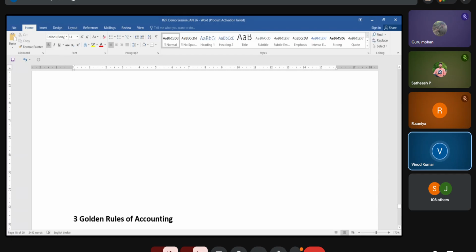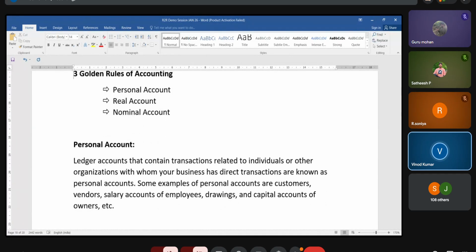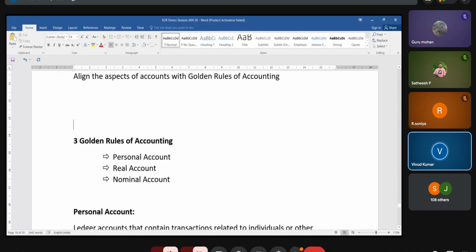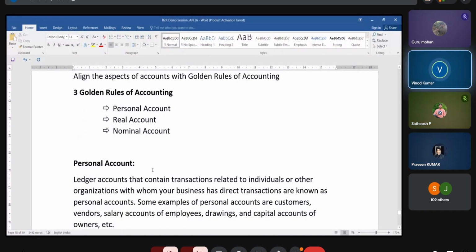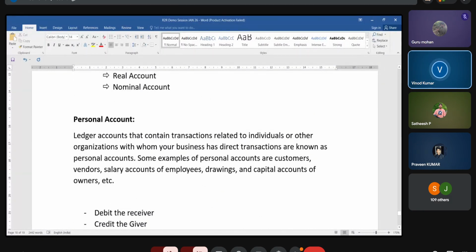How many rules of accounts do we have? There are 3 golden rules of accounting: personal account, real account, and nominal account. Personal account is when you see any transaction with the name of organizations, entities, vendors, customers, capital accounts, or drawings accounts. All will fall under the personal accounts.